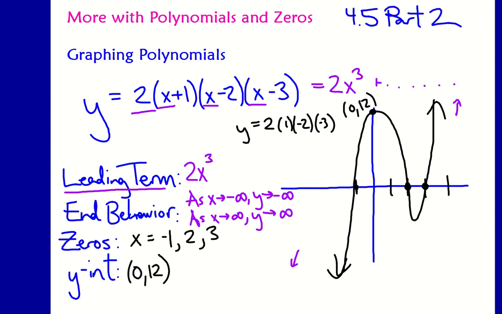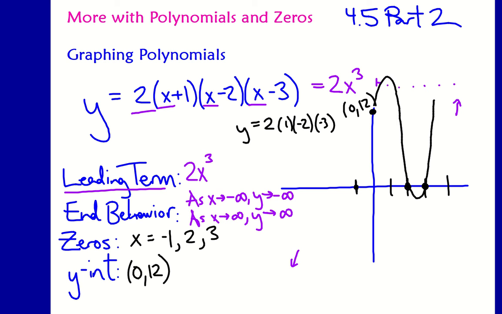Now, I don't actually know that the maximum point here is at 0, 12. It could be quite possible that that is not our maximum, in which case I could have something that looks like this. Maybe it goes higher than 0, 12 and then just kind of hits it back on the way down. I don't really know, and that's not what we're concerned about right here. We're just trying to get a sketch, which means all the important features: the x-intercept, the y-intercept, the end behavior, the shape of the graph.